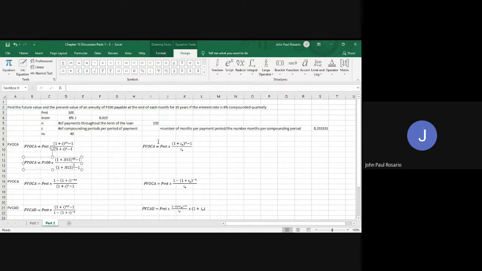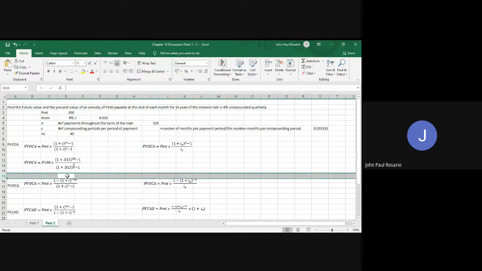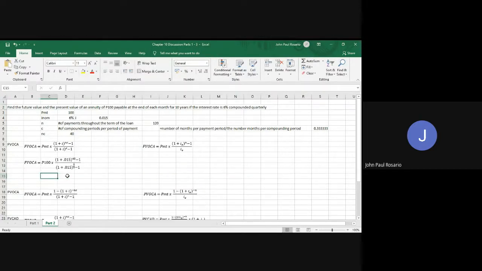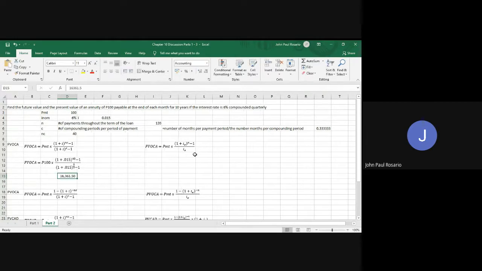Okay. So if you input this in your calculators, I'm just going to use my calculator. That's 100 times 1 plus 0.015 raised to the power of 40 plus 1 over 1 plus 0.015 raised to the power of 1 over 3, and then you deduct 1. So you'll get 16,361.50. I hope that you got the same answer as me. And I hope that while viewing this video, you'll do your solving with me as well.